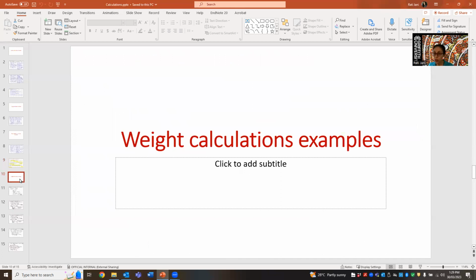Now we will move on to the weight calculations. Again, remember, this is all prerequisites for this unit. But let me just give you a few examples which can get you started on the right track, just in case you are confused.